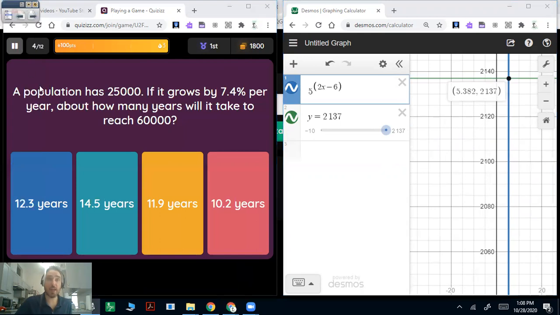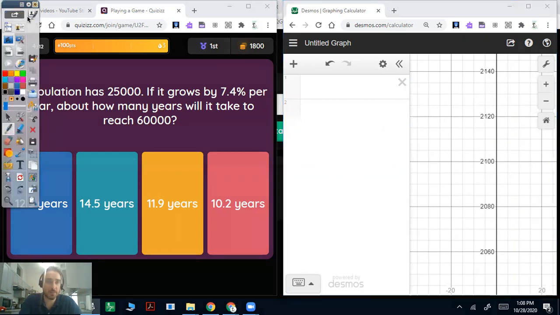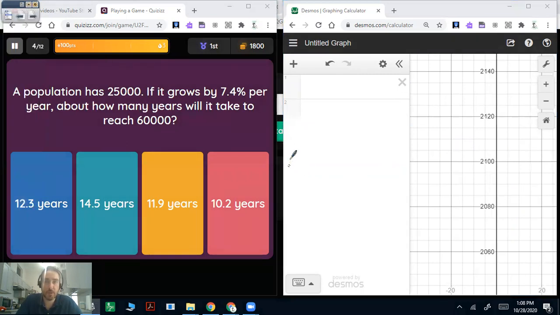So sometimes you might want to use your graph. All right, the next question. A population has 25,000. If it grows by 7.4% per year, about how many years will it take to reach 60,000? Well, to set this up, you have an exponential growth problem where A is your starting amount, lowercase a. It grows because that's 1 plus r, and then this is going to be your r, but as a decimal, it's 0.074. So remember, not 5.